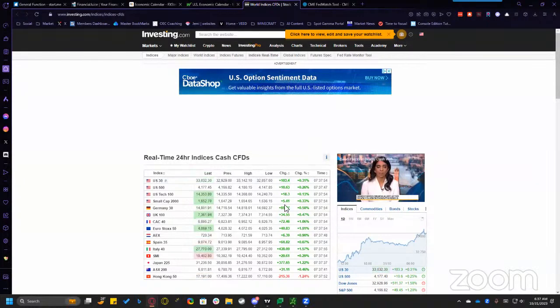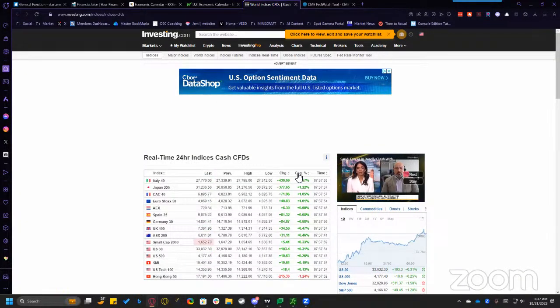Take a look at what's going on around the world. Hong Kong is down, and everybody else is up marginally. Japan is up the most, 1.22, just call it 1.25. And then Europe and the UK.